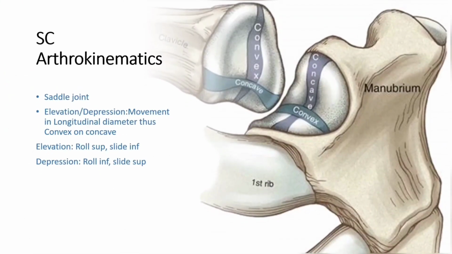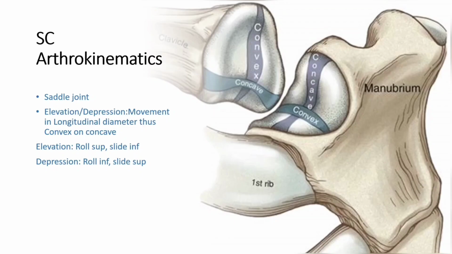But what does the saddle joint mean? When a joint in one diameter is concave and in the other diameter is convex, that means the joint is a saddle joint. So when we look at the clavicle, in the longitudinal diameter it's convex, and in the horizontal it's concave. So in movements such as elevation and depression, this is convex on concave. As a rule of thumb, when the movement is convex on concave, the rolling occurs in the same direction as the movement, and sliding occurs in the opposite direction.